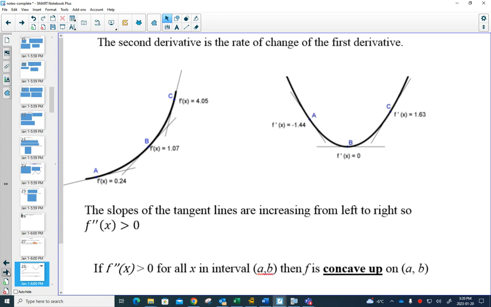So our first derivative we will use to say our original equation is increasing or decreasing. Our second derivative will be able to say whether it's concave up or concave down. And if your second derivative is positive, so we will now have a positive outlook on life and get a smiley face, that'll be concave up.